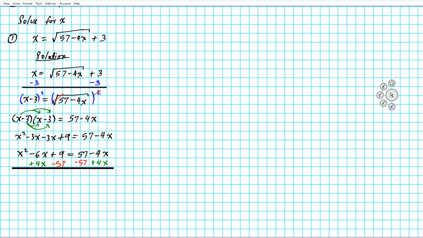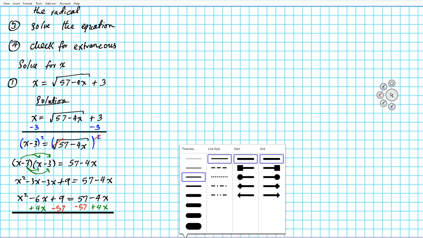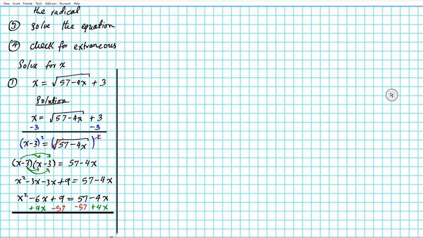All right, if we do that, let's move our work up to the upper left right here. If we do that, we're going to have the following resulting situation. We're going to have x squared. Now, if we combine these two, minus 6x plus 4x, that's going to give us negative 2x. And then positive 9 minus 57, just subtract and keep the sign of the bigger. So we have minus 48 equals 0.